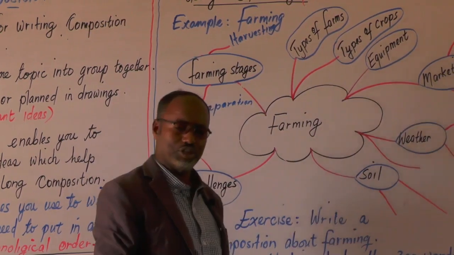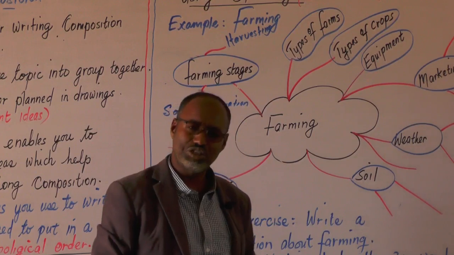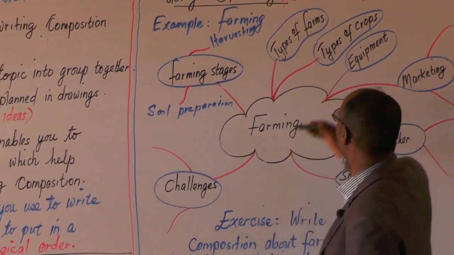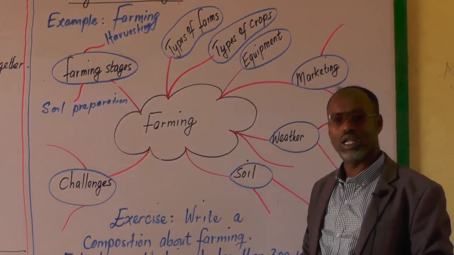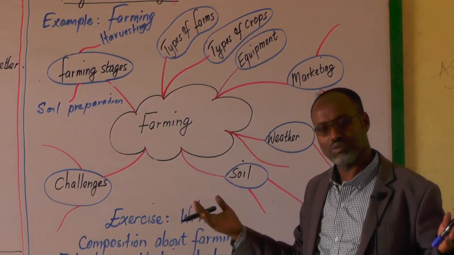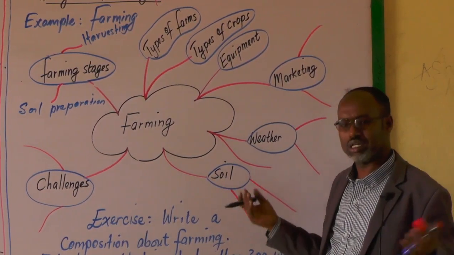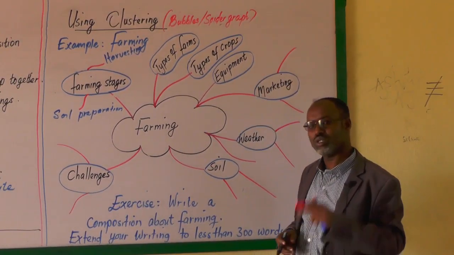What do you have in your mind? Irrigation farms or rainfall farms? Well, types of crops. Well, for example, fruits, vegetables, seeds, equipment. What comes into your mind?